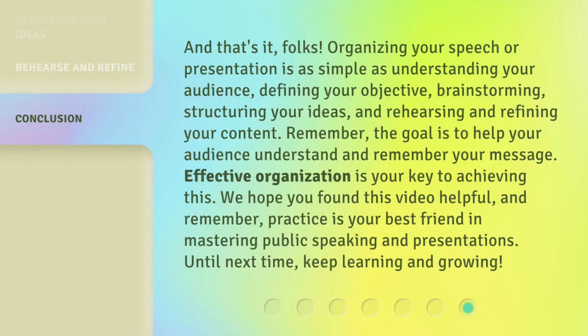And that's it, folks. Organizing your speech or presentation is as simple as understanding your audience, defining your objective, brainstorming, structuring your ideas, and rehearsing and refining your content. Remember, the goal is to help your audience understand and remember your message. Effective organization is your key to achieving this.